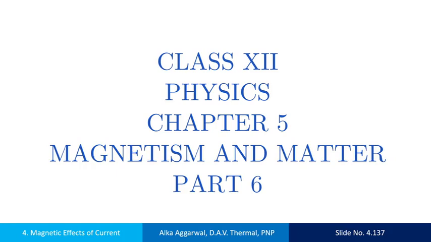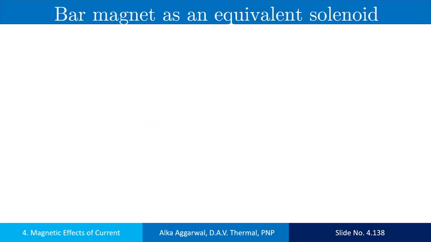Hello, in this lecture we will study the bar magnet as an equivalent solenoid. Previously we studied in terms of the magnetic field lines that the magnetic field lines of the bar magnet and the solenoid are identical. Now here we prove it mathematically.